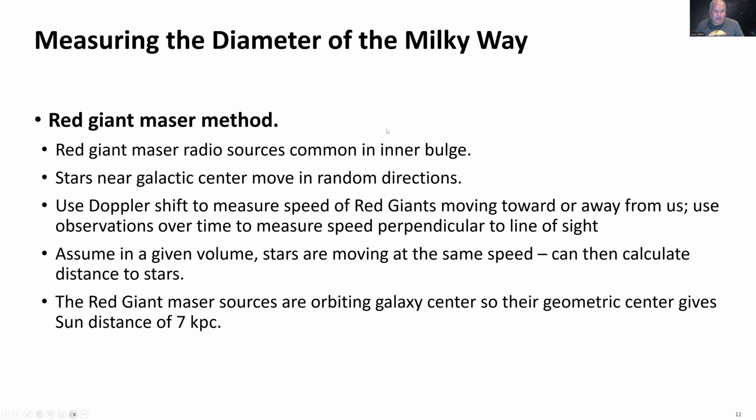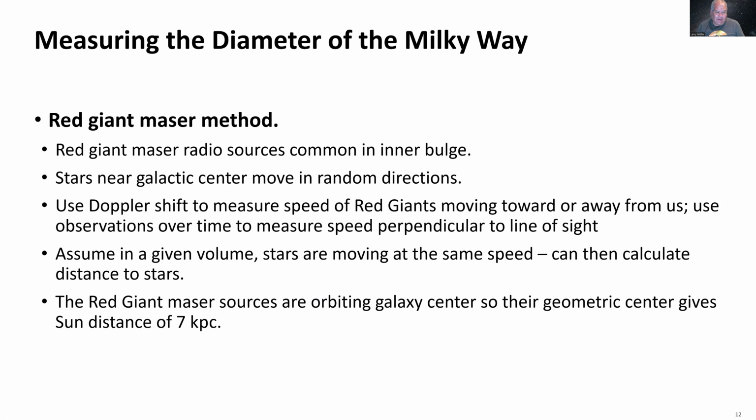So how does this work? Well, the point is that these red giant sources turn out to be quite common in the inner part of the galaxy, where you have this bulge around the center of the galaxy. And you imagine these stars are moving in random directions. And the idea is to measure the speed of these red giants, either by using Doppler shifts if they're moving toward us or away from us, or by looking at how their position changes on the sky over time.